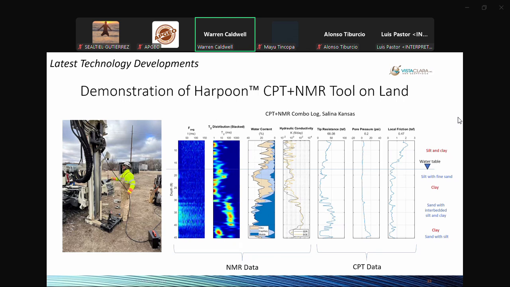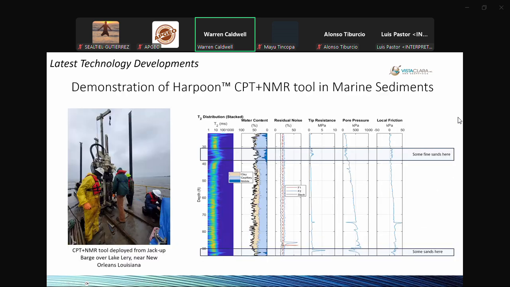Here's some examples of that tool in action with the NMR data on the left and the CPT on the right. And here we're identifying some silts and clays, and some interbedded sands in the mix there as well. I'll keep moving and try to finish up here.